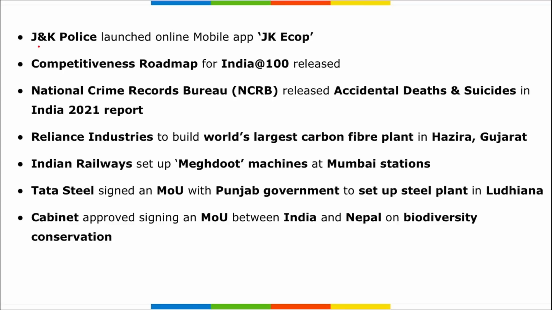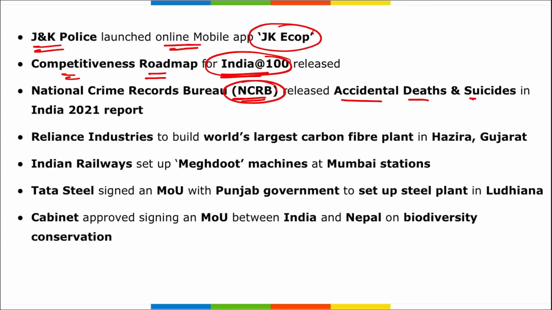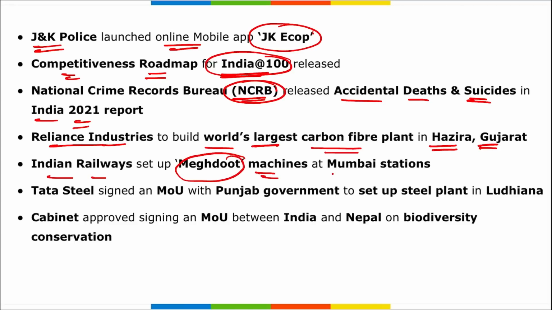Alright. Next news that we are talking about is Jammu and Kashmir Police. They have launched an online mobile application, that was JK eCop. Competitiveness Roadmap for India at 100 was released. National Crime Records Bureau, that is your NCRB, has released the Accidental Deaths and Suicides in India 2021 report. Reliance Industries to build world's largest carbon fiber plant in Hazira, Gujarat. Indian Railways will be setting up Meghdoot machines at Mumbai station. Very important. Then Tata Steel signed an MOU with Punjab government to set up a steel plant in Ludhiana.